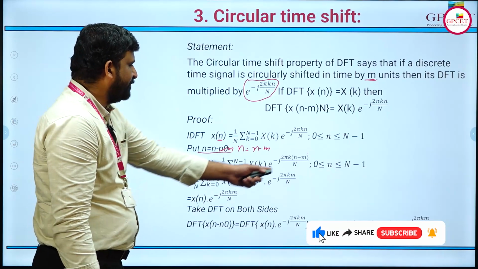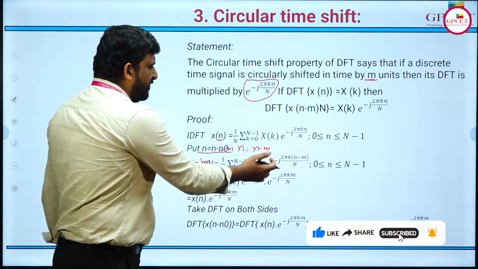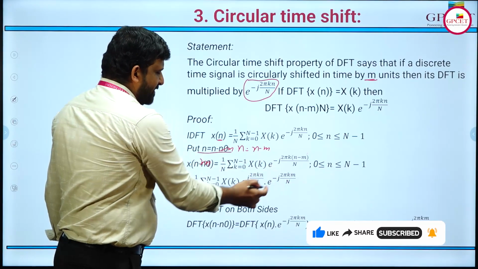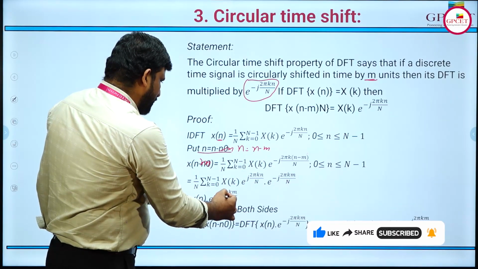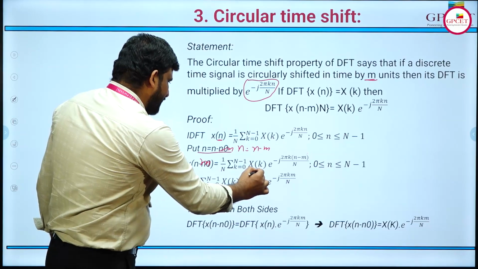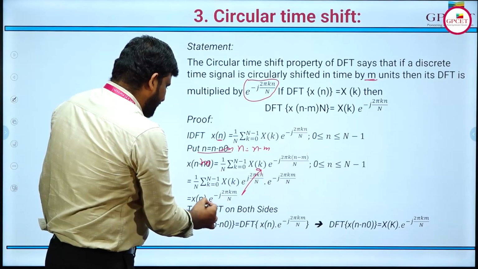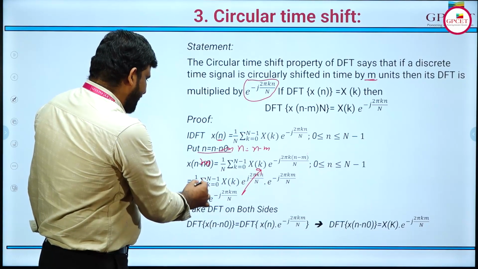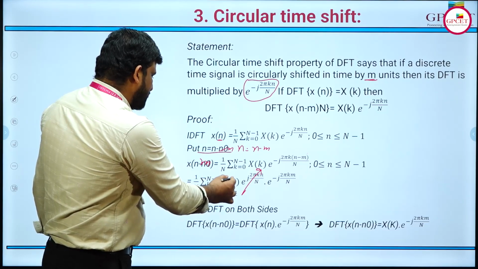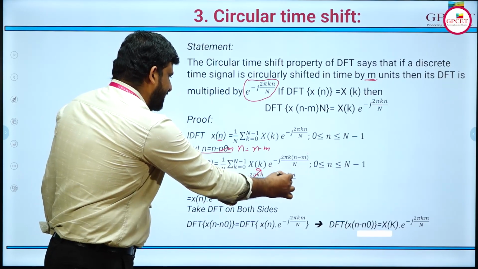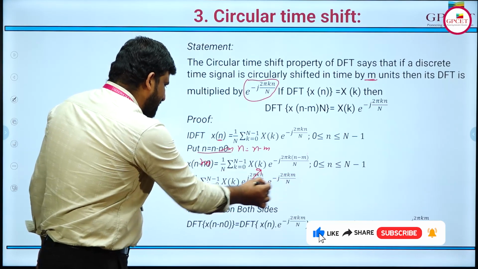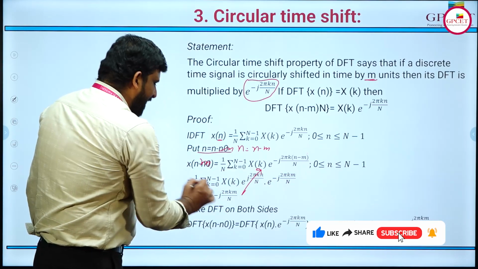So same, I'm dividing this exponential form e to the power of a into e to the power of minus a. So here we are going to get this term equal to 1. So what I am going to get here is 1 by N summation k is equal to 0 to N minus 1 x of k e power minus j 2 pi k m by N. So this total term I am directly writing as x of k.